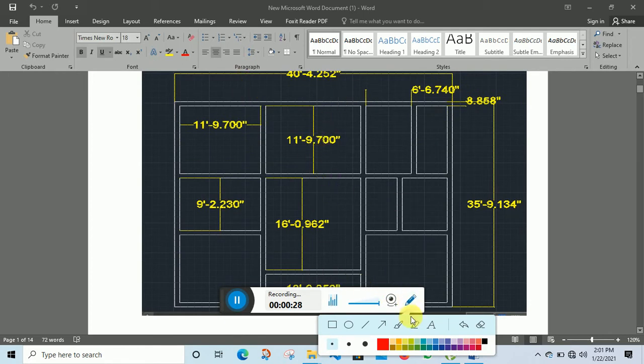In the 2D plan, the external length is 40 feet and some inches, and the external width is 35 feet and some inches. The thickness of this block is 8.858 inches. These are all the dimensions of this room. This is also a room, this is also a room. You can't see the doors, windows, and similar elements of the structure here.